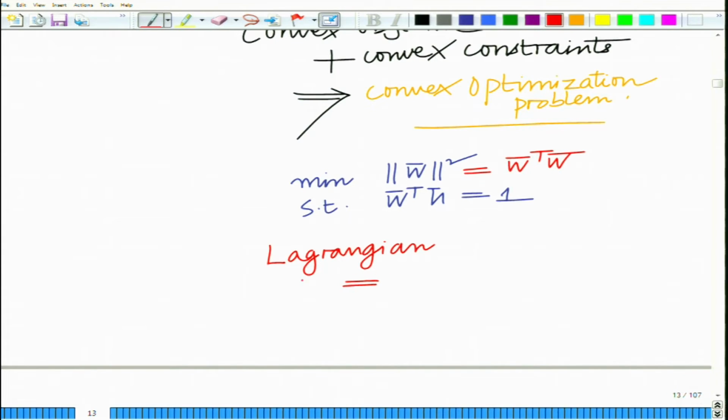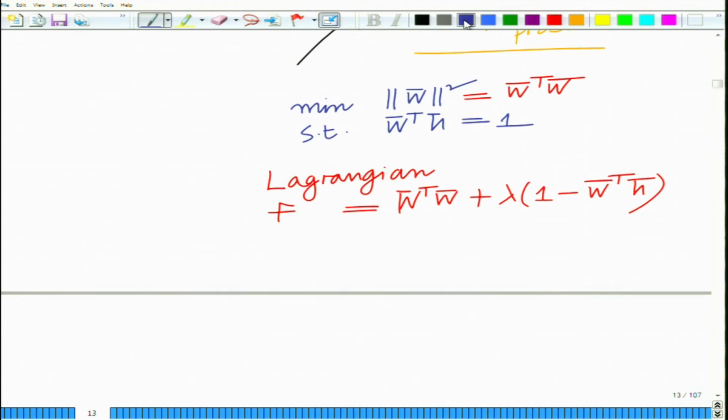which is basically f. I can denote this as w bar transpose w bar plus lambda times 1 minus w bar transpose h bar. Okay. And now what? So, this quantity lambda is the Lagrange multiplier. Okay. And this is a new parameter in the optimization problem, and this Lagrange multiplier also has to be determined as the solution to the optimization problem.